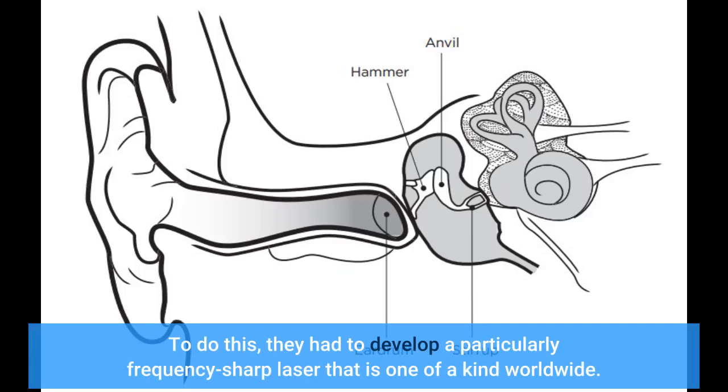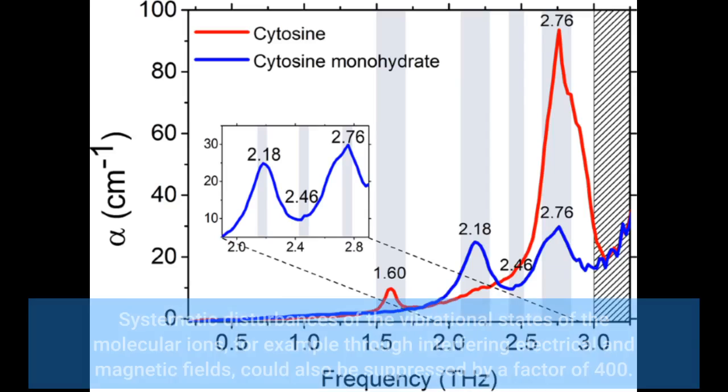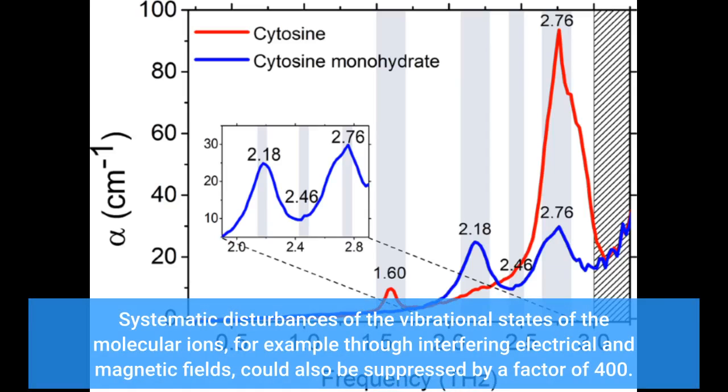To do this, they had to develop a particularly frequency-sharp laser that is one of a kind worldwide. They demonstrated that this extended spectroscopy technique has a resolution capacity for the radiation wavelength for vibrational excitation that is 10,000 times higher than in previous techniques used for molecular ions. Systematic disturbances of the vibrational states of the molecular ions, for example through interfering electrical and magnetic fields, could also be suppressed by a factor of 400.